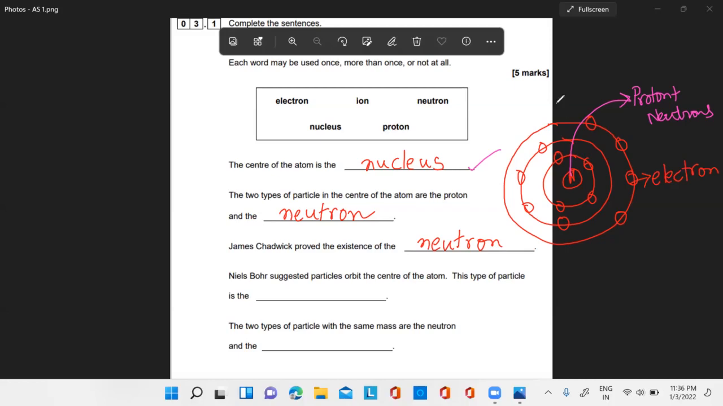So basically, just a second. So as we know that there are 2 electrons in the first shell, and then it keeps on increasing by 8 and 8. So like this, it will be like. So over here, this type of particle is the electrons.